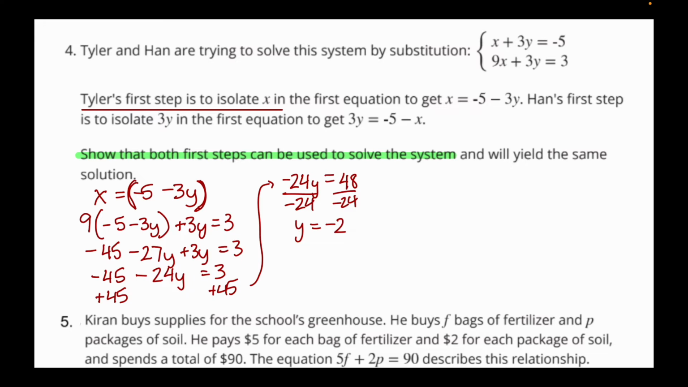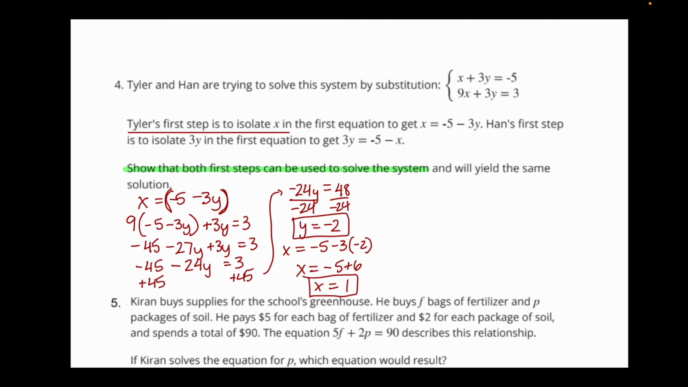And if y is equal to negative 2, we'll plug it right back in and solve for x. So x is going to equal negative 5 minus 3 times negative 2 instead of y. So then the x value is negative 5 plus 6, so x is 1. So this was Tyler's, I believe. So I got those answers in red.